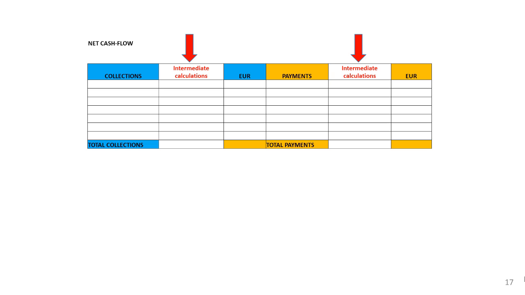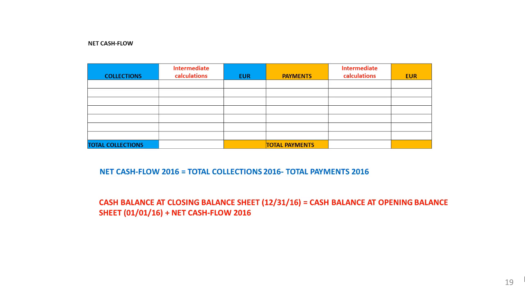As in the two formats above, this table should include columns to show the intermediate calculations. Once all the collections and payments have been registered, this table enables us to easily calculate the net cash flow of the period, which in turn will allow us to calculate the final cash balance to be recorded on the closing balance sheet.